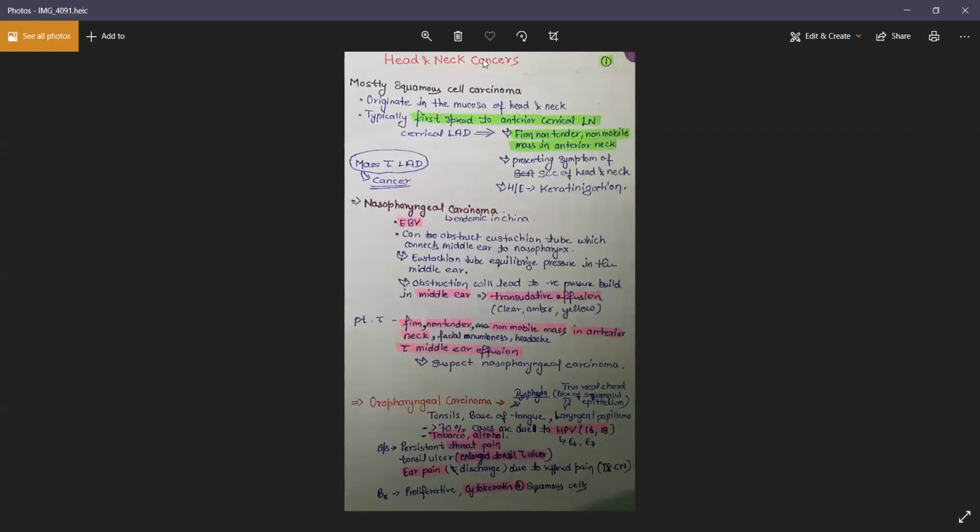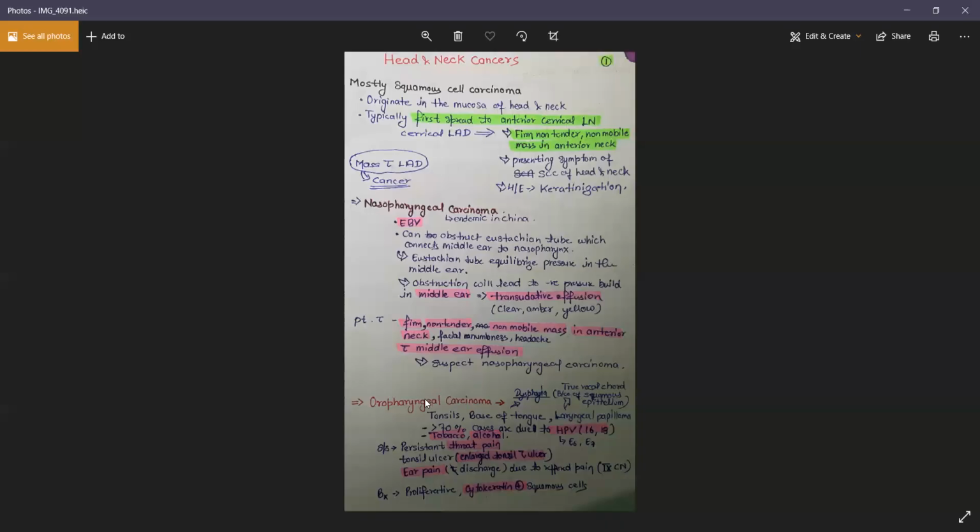Okay, the head and neck cancers we have discussed. I told you, you will have two types: the oropharyngeal cancers and the nasopharyngeal cancers. The oropharyngeal cancers are most often caused by the human papillomavirus, strains 16 and 18, while the other causes include tobacco and alcohol. Please note, Step 1 will ask you what structures can have this squamous cell carcinoma, or what structures could be affected by this human papillomavirus.